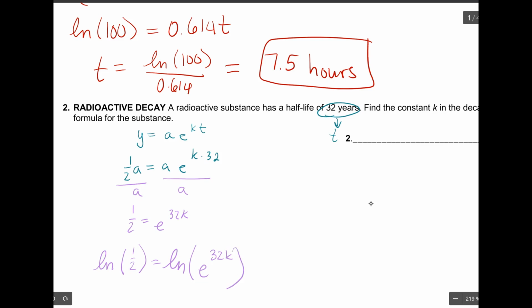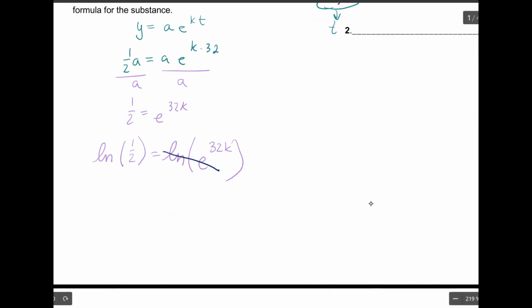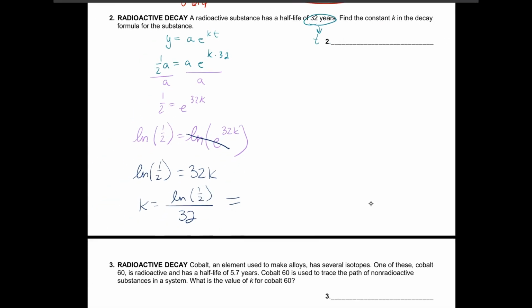Okay. All right, so I have ln of 1/2 is equal to ln of e to the 32k. And the ln e equals what? So I have ln of 1/2 equals 32 times k. You would divide by 32. Awesome. So what do we find for our constant? Is this okay? Can you see it? It just takes practice. Do we have any more? Negative 0.021661. Is it okay if I do negative 0.0217? Yeah, that's fine.